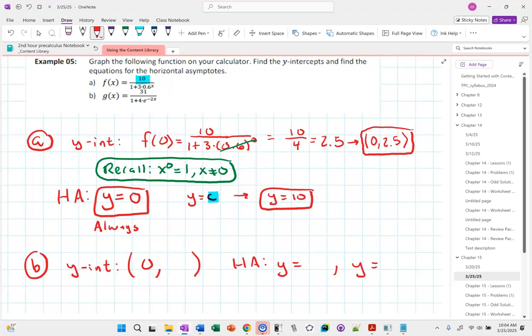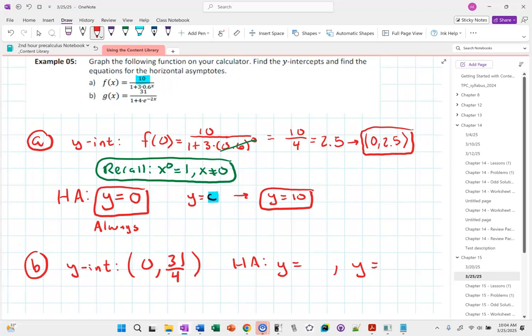So when you plug in 0 for x, you'd have e to the 0, which is 1. So the denominator would turn into 1 plus 4. So that will give us the y-intercept, right? Just 31 over 4. Or 0 comma 31 over 4. We probably should write it that way.